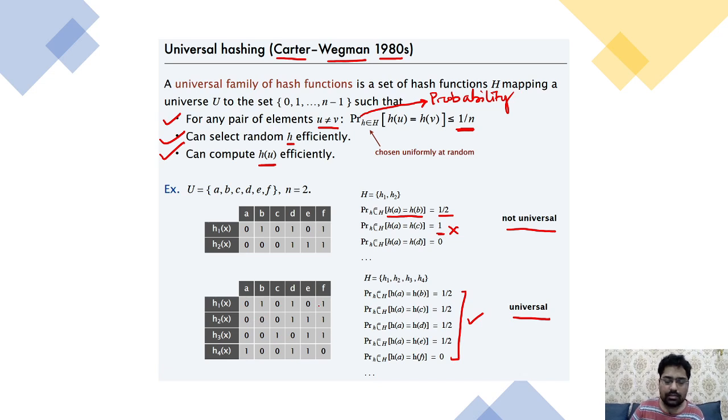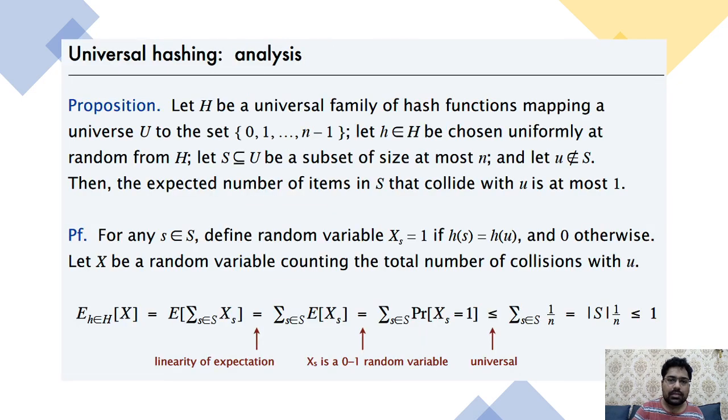Clear? Like this you can check other conditions too, which follow this condition, so definitely we can say it's universal. I hope it is clearly understood. Next, this analysis will definitely play an important role. So what the proposition says: let H be a universal family of hash functions mapping a universe U to a set where the number of slots available is n, and let h belong to H, where small h is a single hash function and H is a universal family.